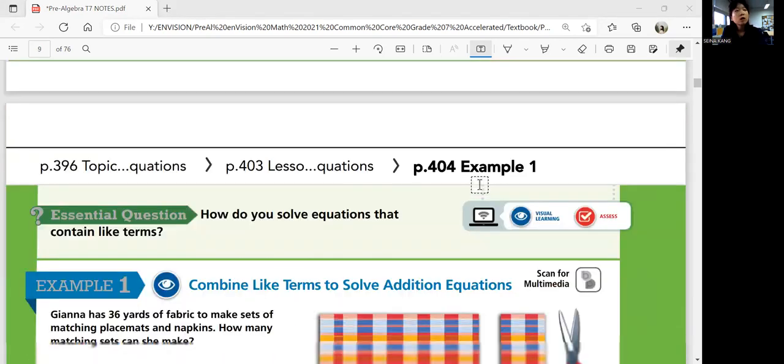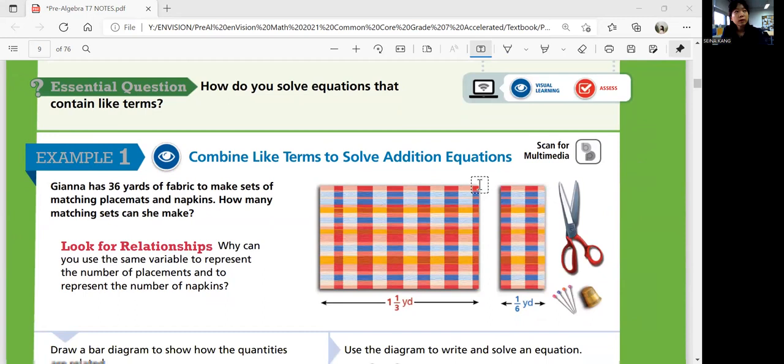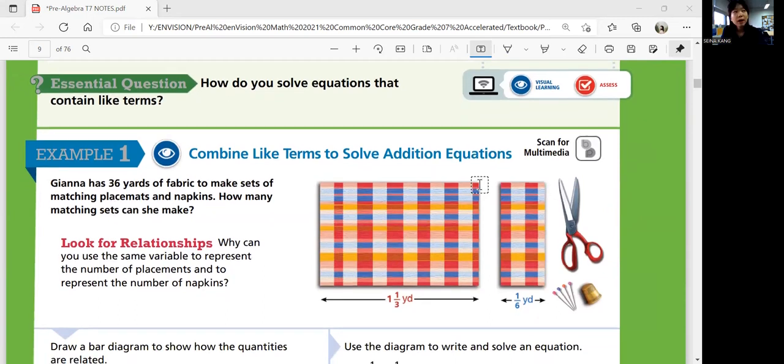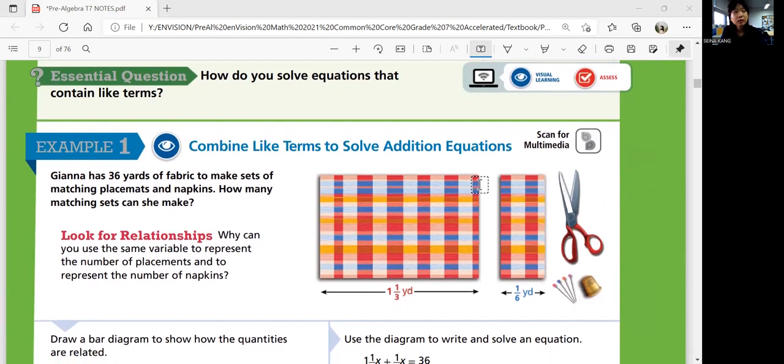Okay, so let's think about how we can solve equations that contain like terms. Look at example 1. Combine like terms to solve addition equations. Gianna has 36 yards of fabric to make sets of matching placemats and napkins. How many matching sets can she make?